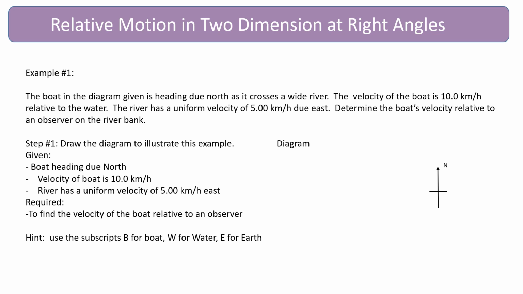To make it easy for us, we're going to use the subscripts B for boat, W for water, and E for earth. So the velocity of the boat in water, 10 kilometers per hour north, and the boat relative to east is 5 kilometers an hour. Here's our riverbank. Here's our opposite riverbank. Here is the velocity of the boat in water. Here is the velocity of the boat in earth.